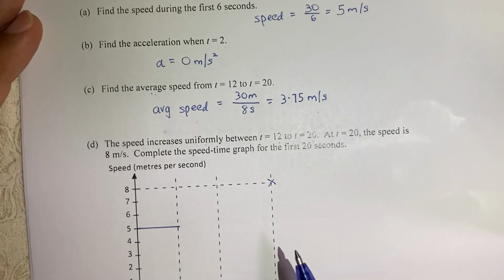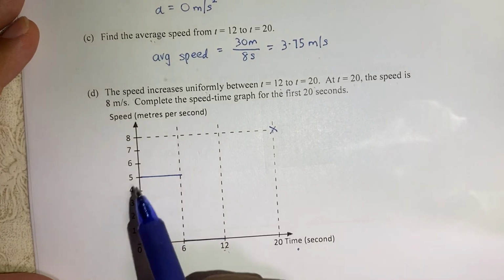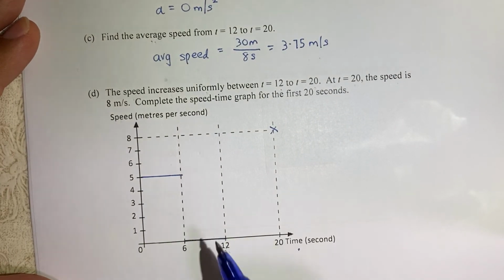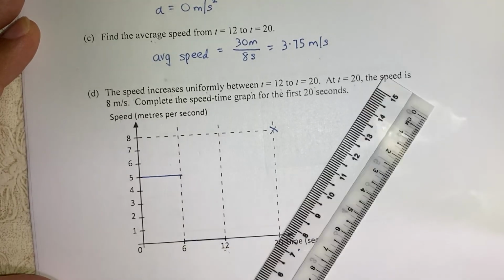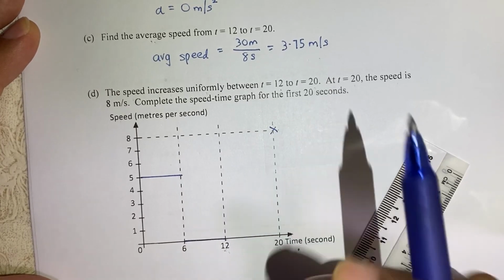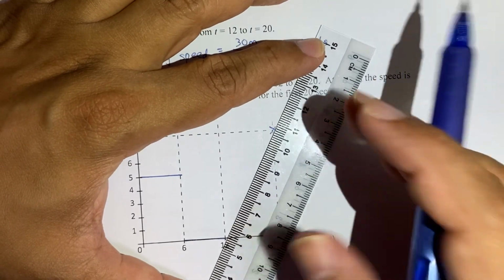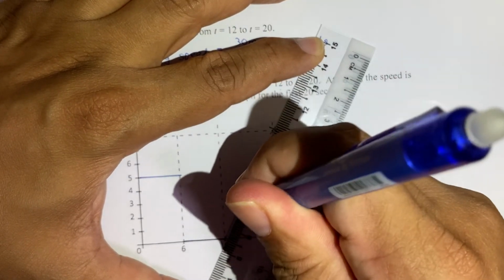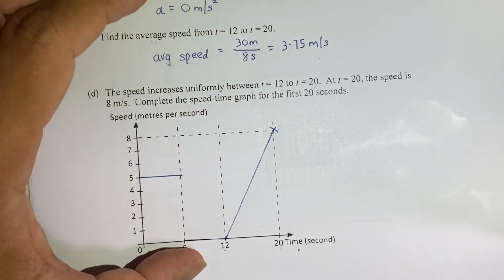So we know from 0 to 6 is 5 meters per second. 6 to 12 is 0 because it's not moving. And we know that it increases uniformly, and at 20 seconds it is at 8 meters per second. So we know that we've got to draw a straight line from here to here. I did mention just now that at time 12 the speed is 0, so we start from here.